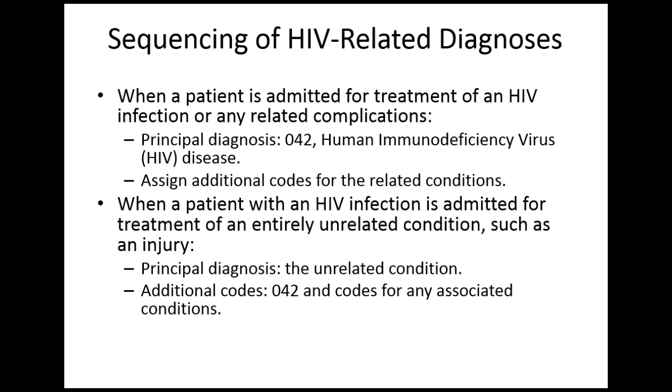The sequencing of the HIV condition depends on the reason for the admission or the reason for the encounter. So, when a patient is admitted for treatment of an HIV infection or related complications, the principal diagnosis is 042. You would assign secondary codes for related conditions. When a patient is admitted to the facility for a condition unrelated to HIV, the unrelated condition is sequenced first as principal or first listed diagnosis with the additional code 042 as a secondary code.